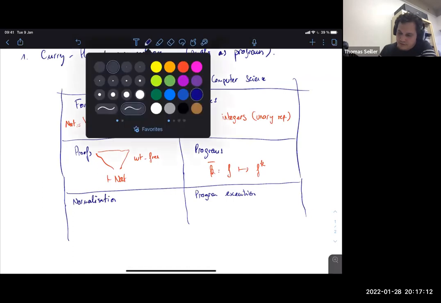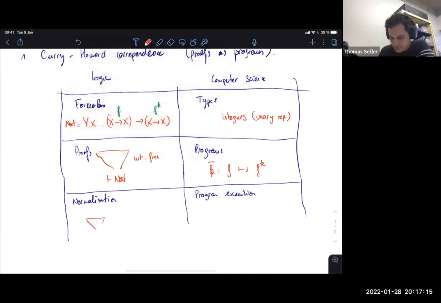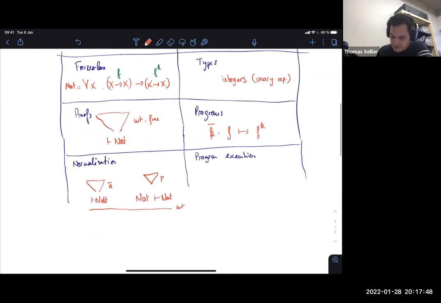Okay, so how does that work? Now you have a proof of nat, the formula nat, and we've seen that it corresponds to some integer n. Then I can take a proof of nat implies nat. It's a formula for a program that takes natural numbers and produces a new natural number. So you see that as a program, and then you have this rule, which is called the cut rule. And this gives you a new proof of this formula.